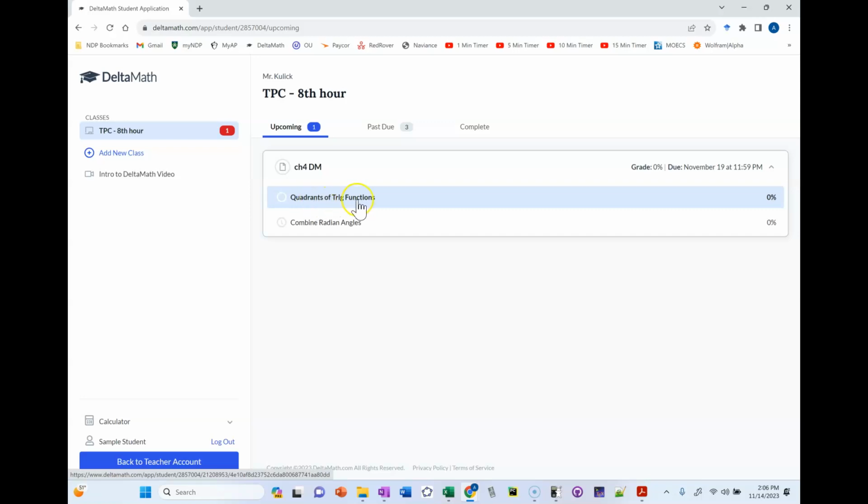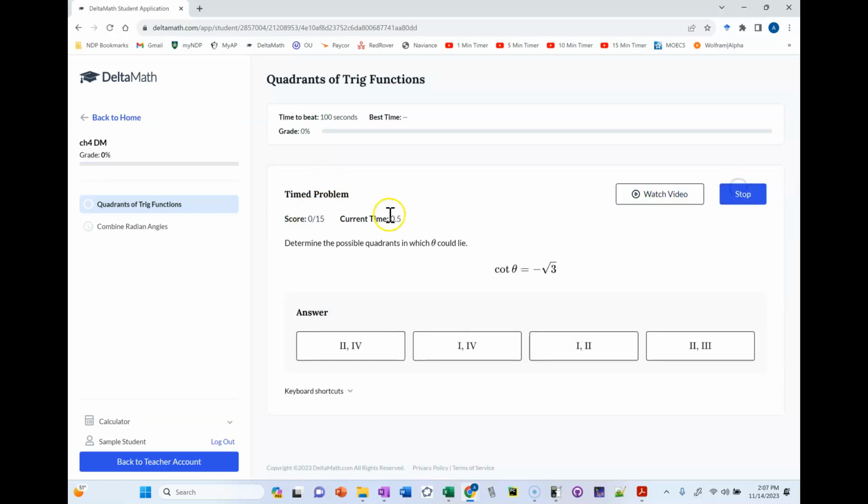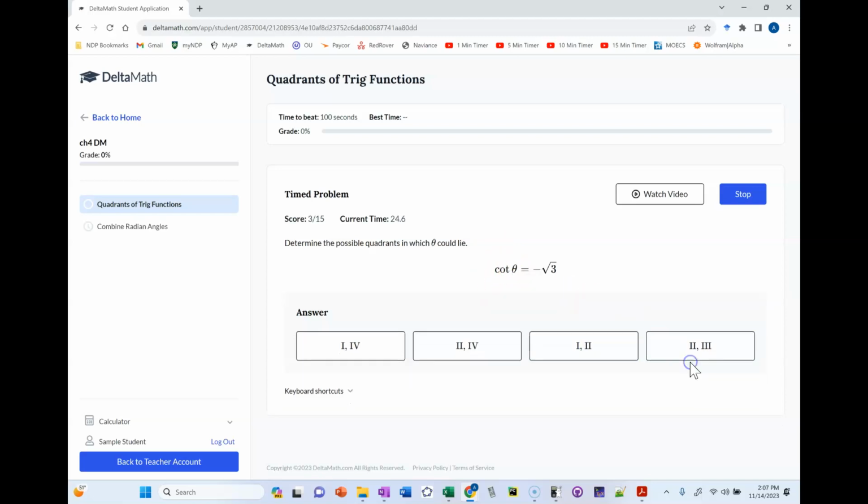The first one says quadrants of trig functions. Notice this is a timed problem. So you're going to have 100 seconds to get 15 correct responses in a row. So let's see what this looks like. Determine the possible quadrants in which theta could lie. Cotangent is negative. That should be quadrants 2 and 4. Cosecant is positive. That should be quadrants 1 and 2. Cotangent is positive. That should be 1 and 3.